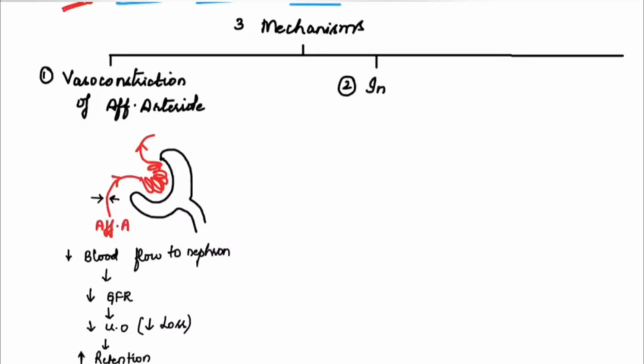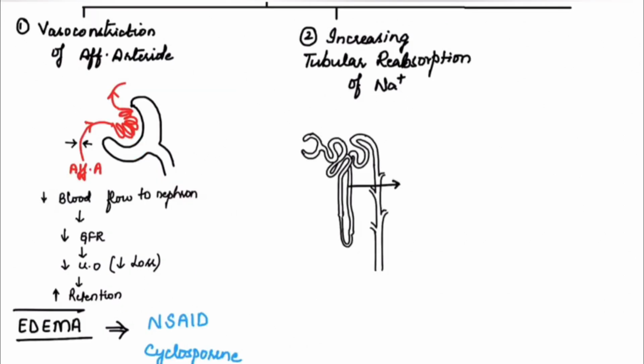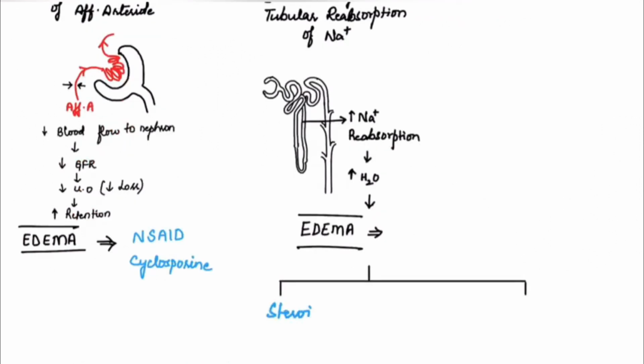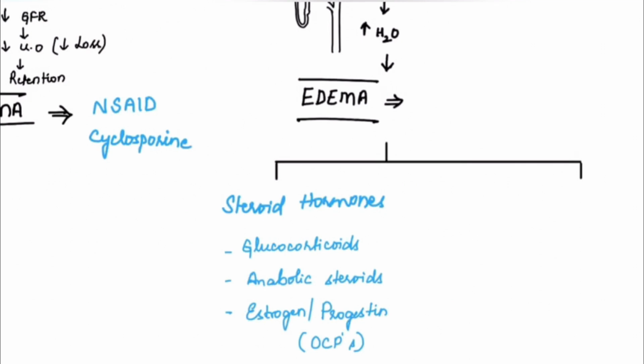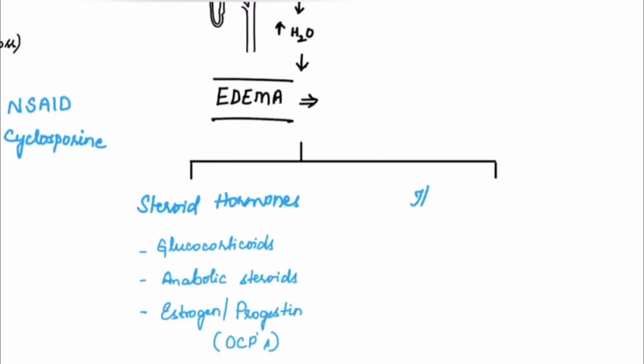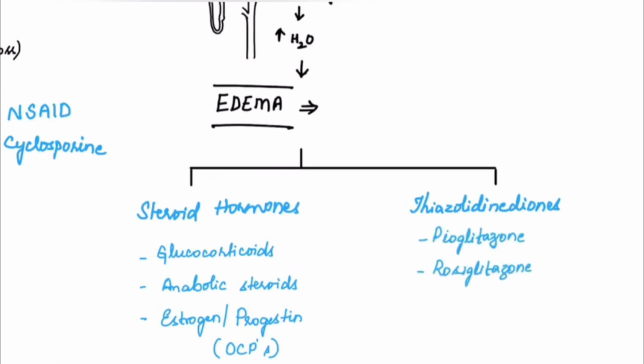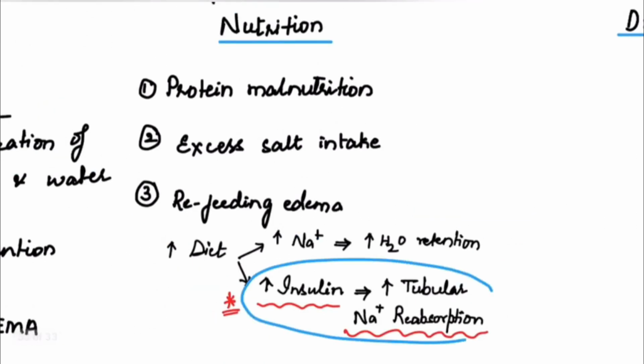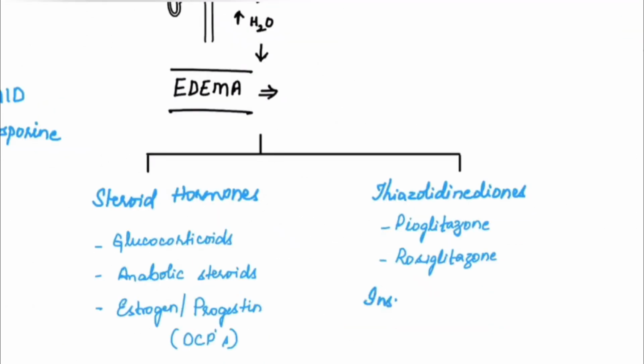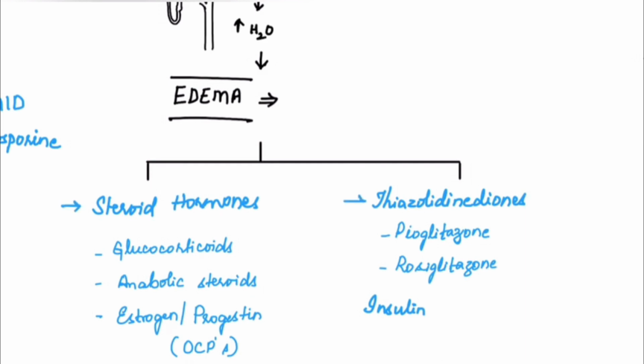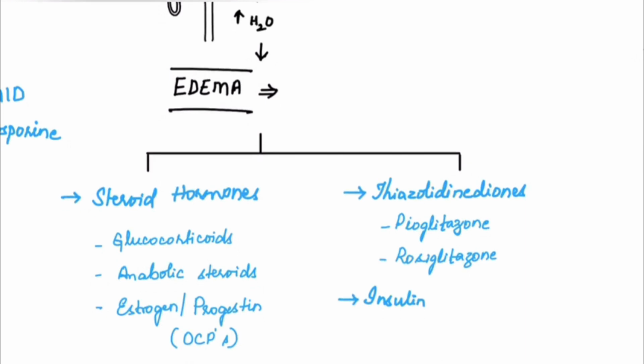The second mechanism by which drugs can cause edema is by increasing the tubular reabsorption of sodium. So when the sodium reabsorption is increased, water reabsorption is also increased, thereby it leads to edema. So these drugs include the steroid hormones, which include glucocorticoids, anabolic steroids, or estrogen or progestin containing drugs like oral contraceptives, and thiazolidinediones, which are anti-diabetic drugs, which include pioglitazone and rosiglitazone, and just now which we discussed is insulin. So these drugs cause edema by increasing the tubular reabsorption of sodium.